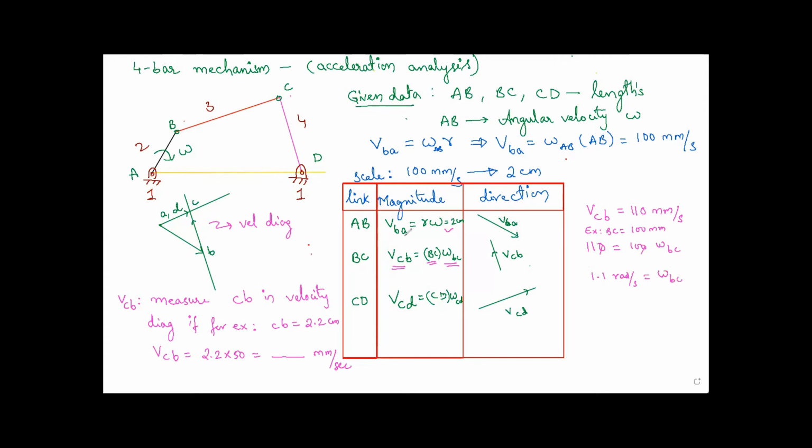So you can find the angular velocity of any other link, maybe link number 4 or link number 3 or link number 2. Just now I found it for link number 3. So this is the way you will go about finding the velocity in the initial stages. Okay, so this is for the velocity diagram.